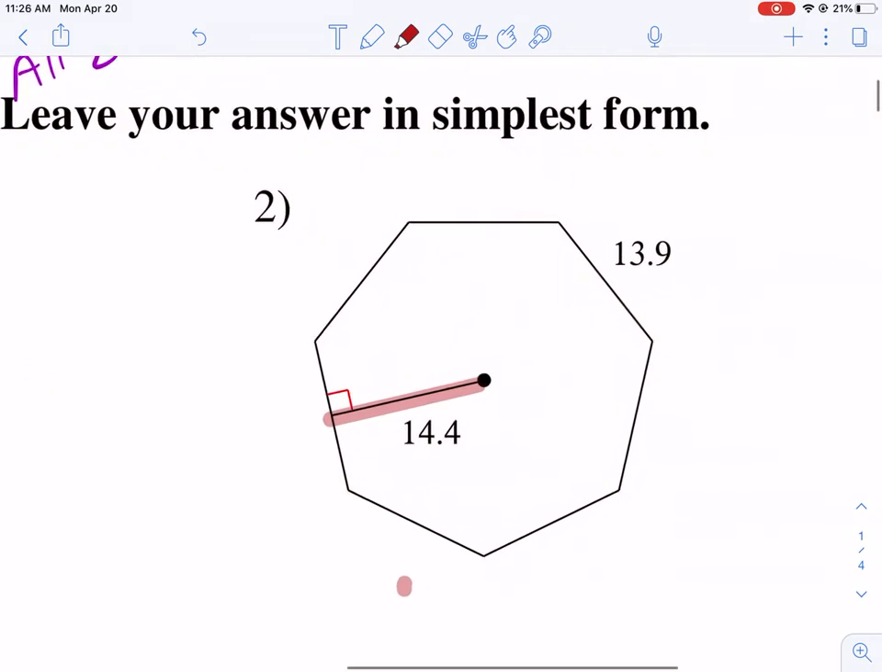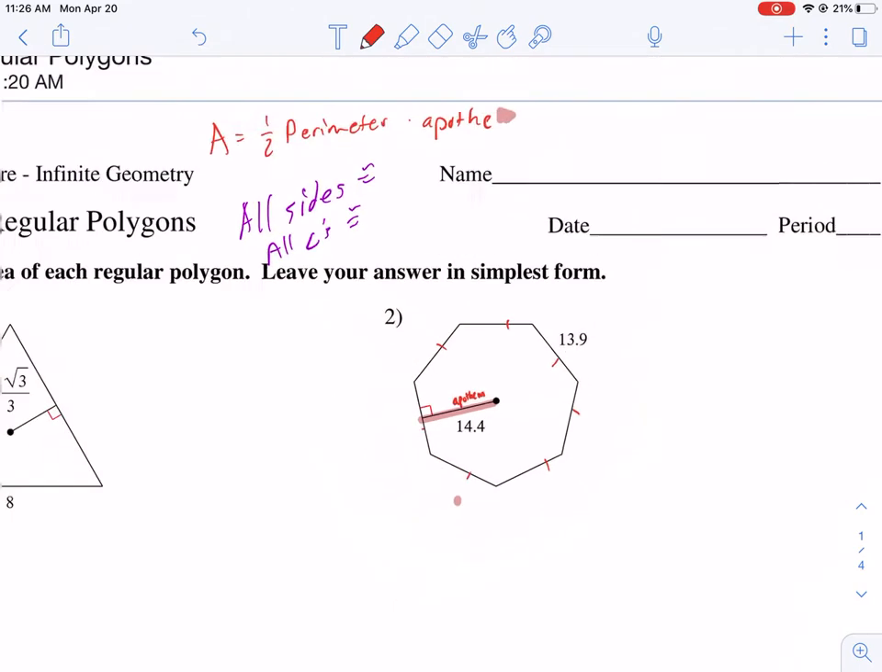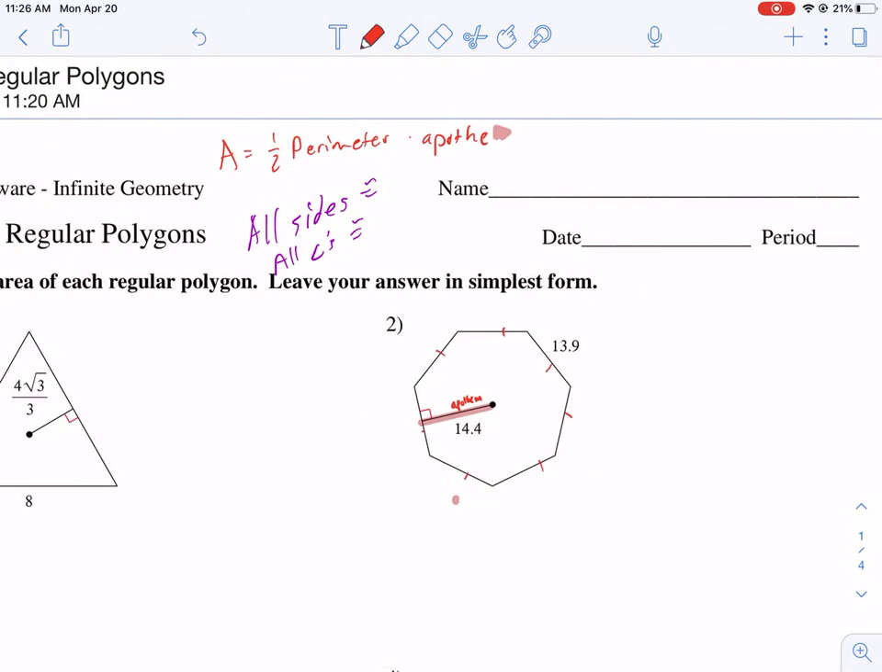So all these sides need to be congruent. All the angles need to be congruent. This apothem has to be perpendicular to the midpoint of a side. And then the perimeter is the sum of all the sides. Here we have 13.9, and we would add this 7 times.